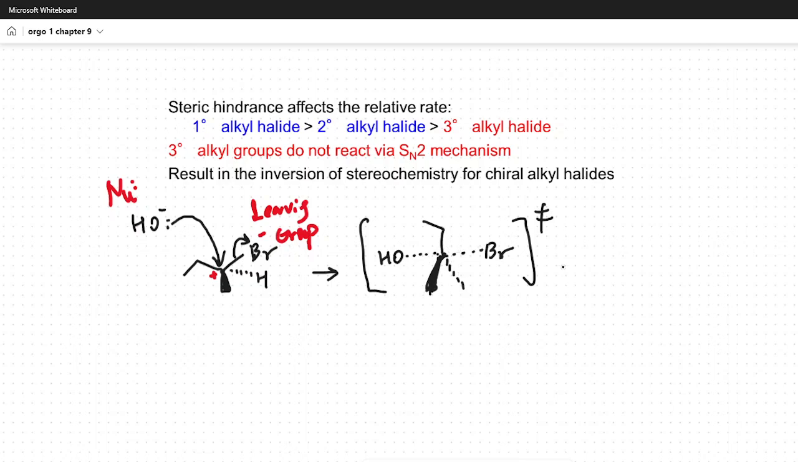Now, that being said, you can probably imagine that after the reaction, the bromide is going to leave completely, and the stereochemistry of this carbon is going to be completely reversed.